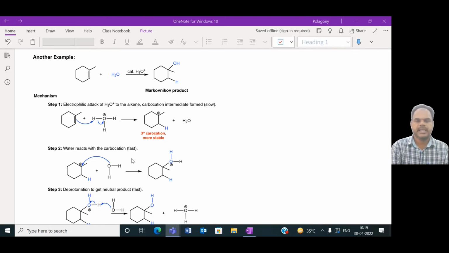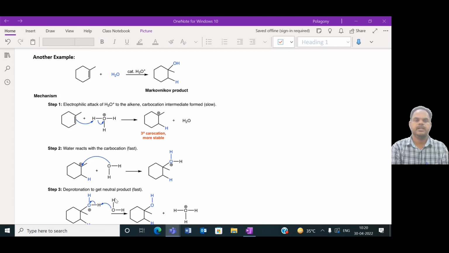And step 2, water reacts with the carbocation. The water molecule acts as a nucleophile since it has 2 lone pairs of electrons. So the water molecule attacks this carbocation, and one lone pair is used for making a bond between this tertiary carbocation and oxygen. Since one electron pair is used for making the bond, the positive charge on this oxygen is compensated by loss of a proton. That step we call deprotonation to get the neutral product, which is a fast and spontaneous process, we say.